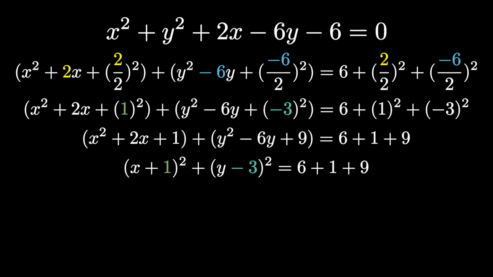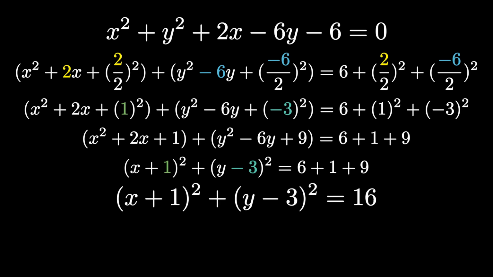So we're getting very close. All we need to do now is simplify our right side, and 6 plus 1 plus 9 gives us 16. And then we get our final answer: x plus 1 squared plus y minus 3 squared equals 16, and that is our standard form equation.